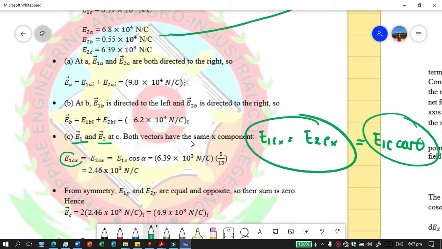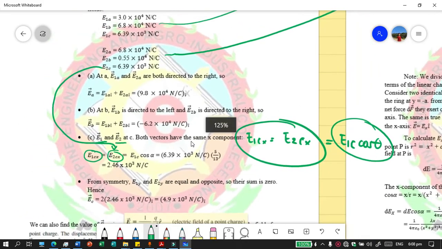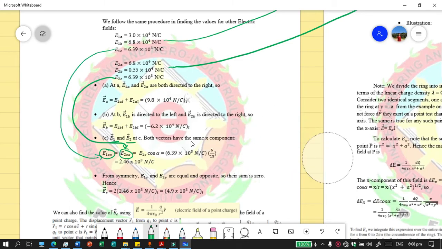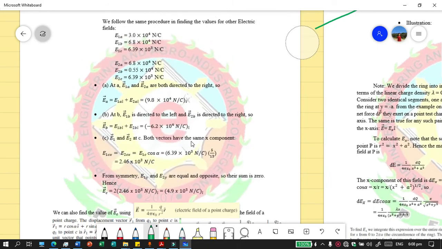Yan. Kaya ngayon, yung nakuha nating value sa A2C natin, kung titingnan natin yung E1CX, E2CX, kung dito sa taas, titingnan natin yung value natin is same, 6.39. Ito siya. Yan. Tapos yung isa naman is ito siya. So, it coincides. So basically, just do the operation and we'll have the answer for that. And that is 2.46 times 10 to the power of 3 Newton per coulomb.